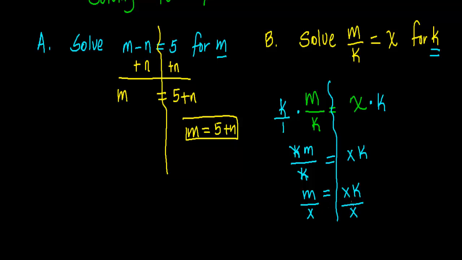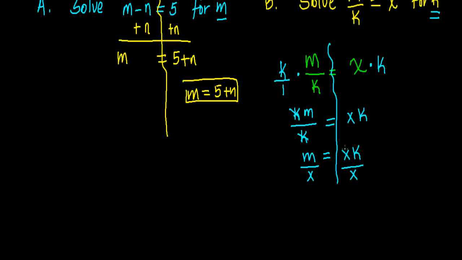Why do we want to get rid of x? Because that's the variable that's next to k. If I get rid of it, I'll be able to isolate k. So here you have x over x, which will cancel out to make 1. That leaves k on this side of the equal sign, and on this side, m over x.